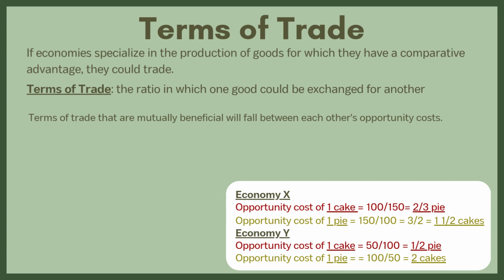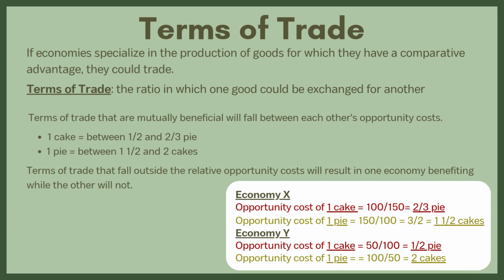In our example, one cake would be traded between 1/2 and 2/3 of a pie, and one pie would be traded between 1.5 and 2 cakes. When terms of trade fall outside the relative opportunity costs, one economy will benefit while the other will not.